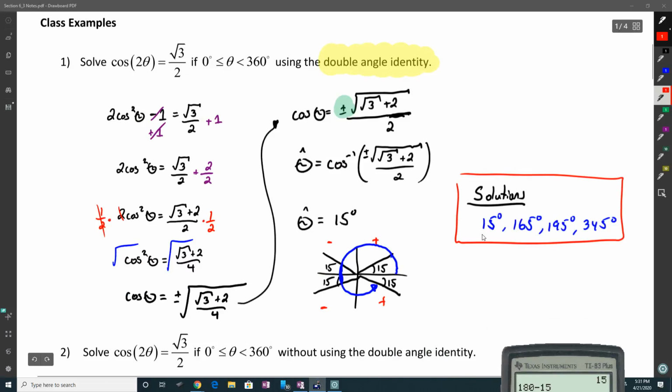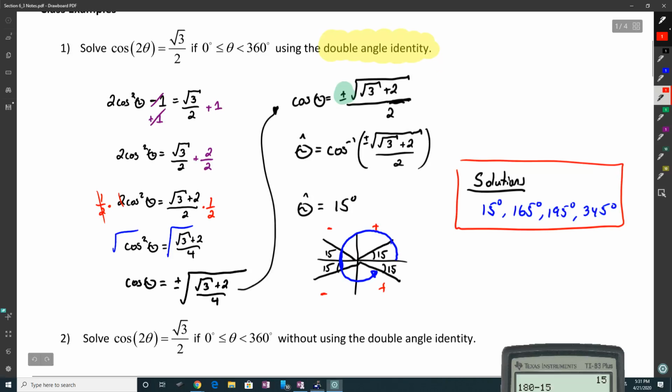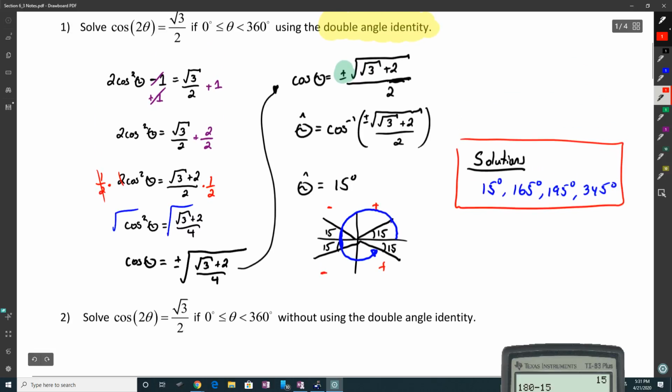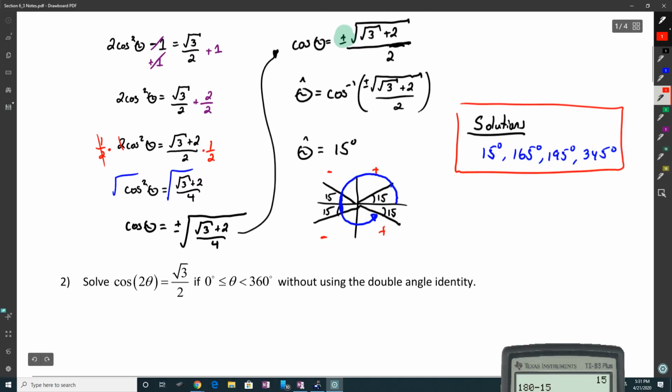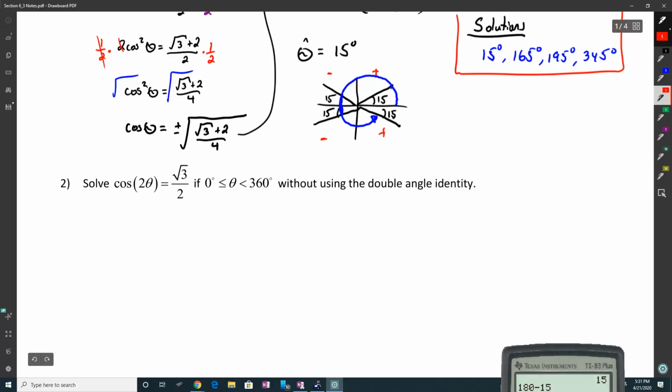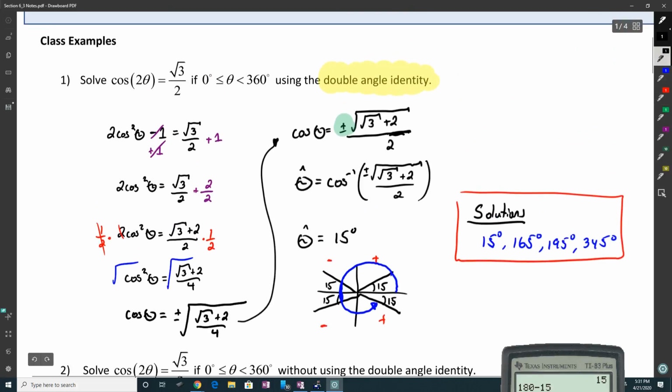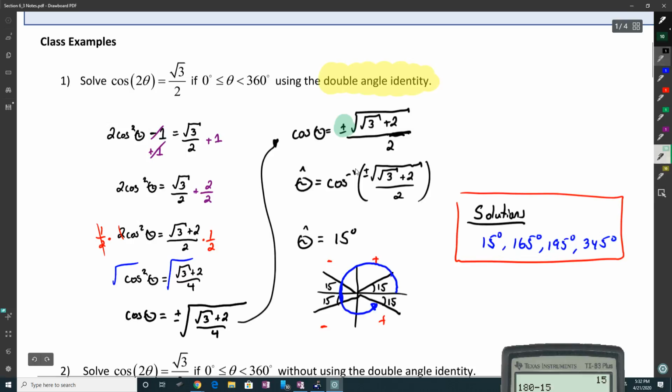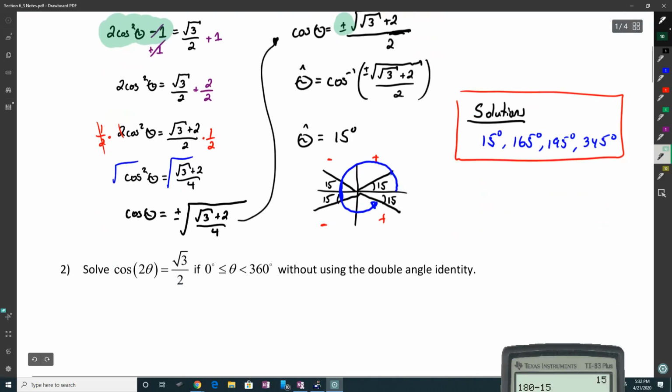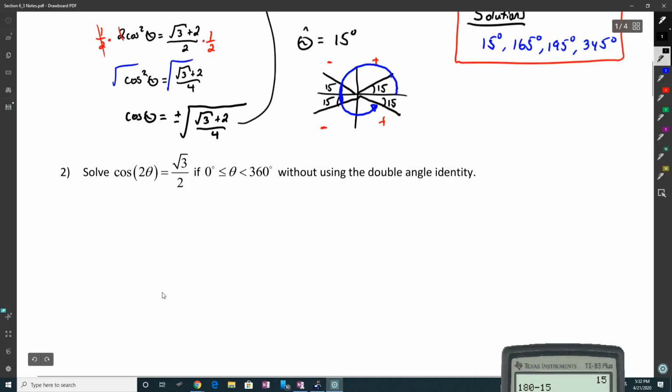So a little complicated. A lot of algebra involved, but it was doable. The only way to get the 15 degrees here was to use the inverse cosine function on your calculator. Now I'm going to show how to do the exact same problem, but instead using what we're going to learn in this section. So instead of using an identity, here the identity was we changed cosine of 2 theta into that. Okay. Instead, what we're going to do is I'm just going to find my reference angle right off the bat.